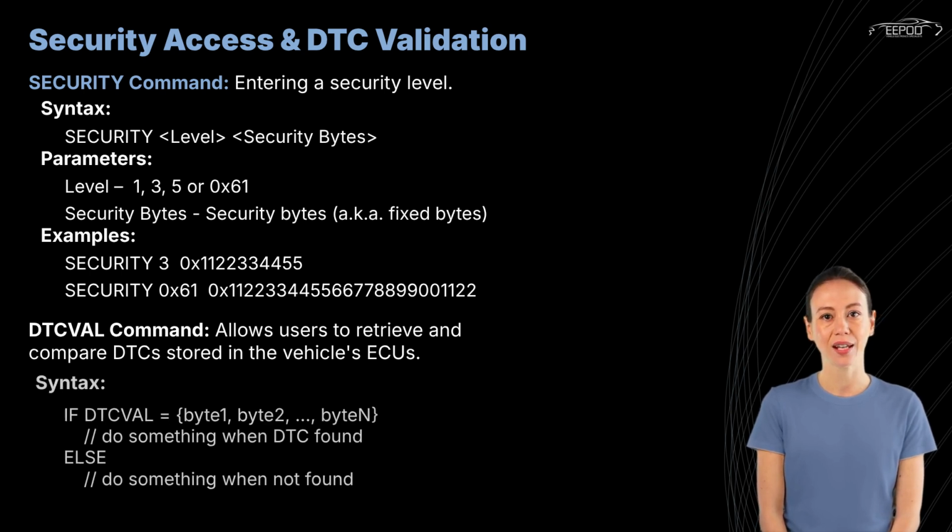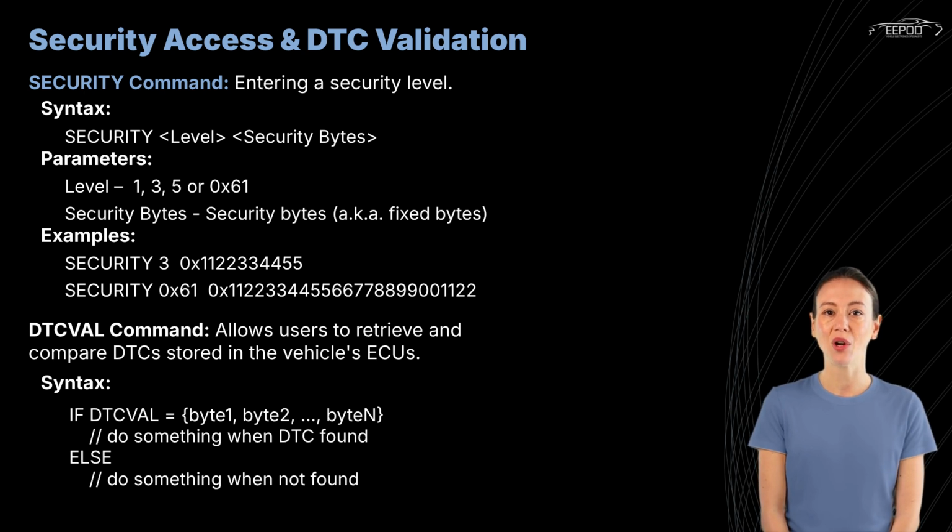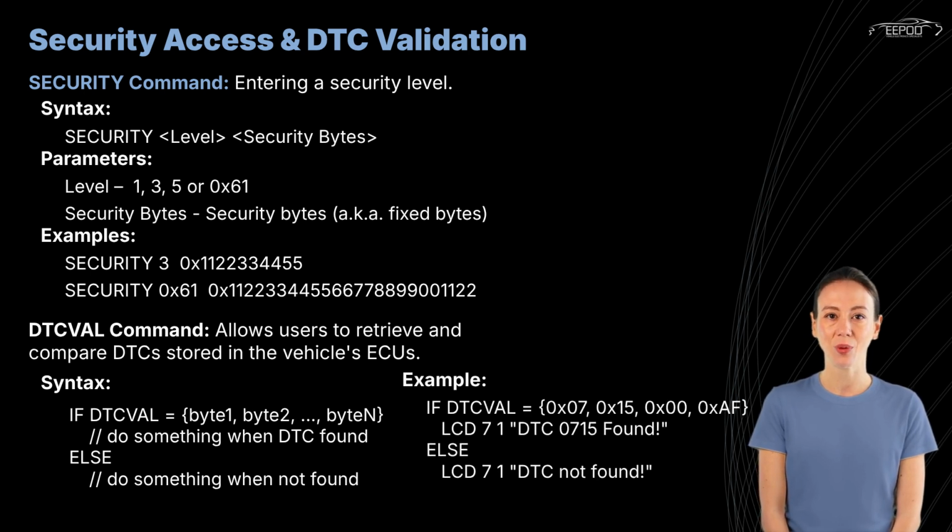Check out the syntax. The first 2 bytes are the high byte and low byte of the DTC code. The last 2 bytes will be the status mask and the value you expect after applying the mask. Check out the example. The first 2 bytes are the DTC 0715. Third byte is the mask, and next is the expected value. So basically, it checks if the DTC is present in the ECU with the status of exactly hex AF. If yes, it shows DTC 0715 found. If not, it prints DTC not found.